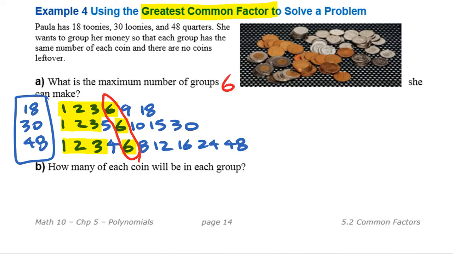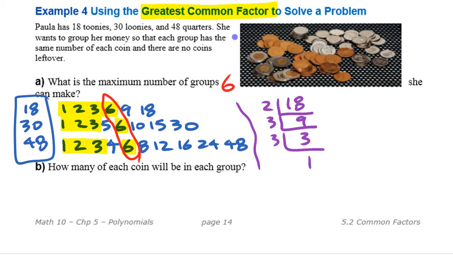Now, you could also find this by our other method that we were using, which was to break each one down into its prime factors. 18, if you break it down to prime factors, just look at what you can divide it by. You can divide it by 2, and you get 9. You can divide that by 3, and you get 3. And you can divide that by 3, and you get 1. So its prime factors are 2 times 3 times 3, which gives you 18.